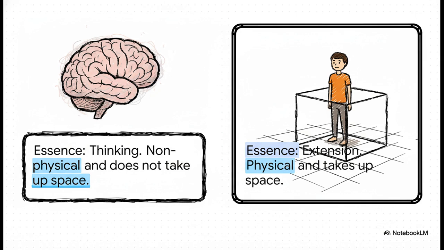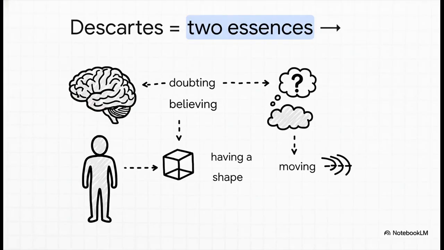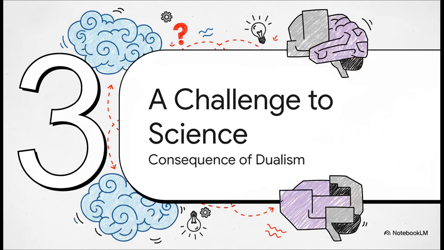And here's the kicker. They are complete opposites. A mind can't have a physical location, and a body can't think. And this is just a perfect example of substance theory in action, right? Descartes defined 2 core essences, thinking for the mind and extension for the body. Everything else we experience, like believing, doubting, moving, or having a shape, are just different expressions of one of those 2 fundamental substances. But, and this is a big but, this really elegant separation of mind and body creates a massive problem. I mean, a huge one.